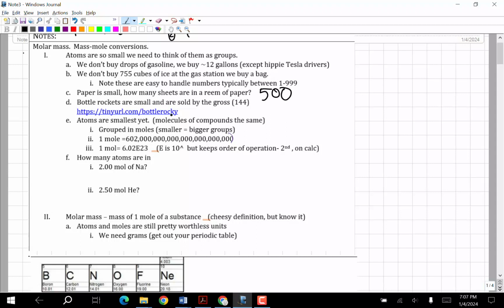Oh man, I meant to set that up, but I didn't. So I should have a little video. If you click on there at tinyurl.com/bottlerocky, you'll see 10,000 bottle rockets shot all at once.